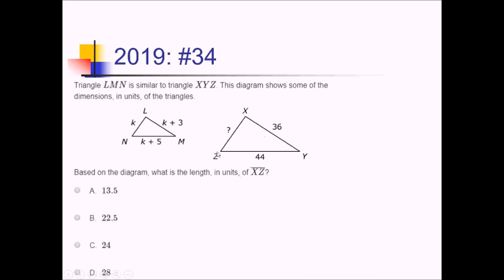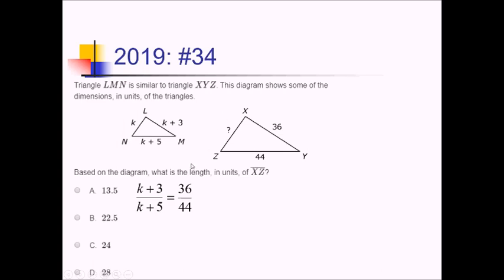Well, first we need to figure out the value of k, and then we can set up a proportion to find this missing side. Before I can do that, though, I need to find k. I'm going to use proportions to solve for k. I know that k plus 3 over k plus 5, since these triangles are similar, is going to be the same ratio as 36 over 44. And how do I know those are the same? Well, if you look at the shapes, it looks like that's the same side.